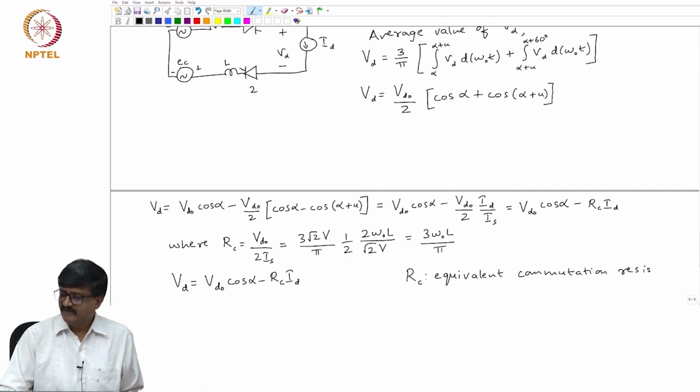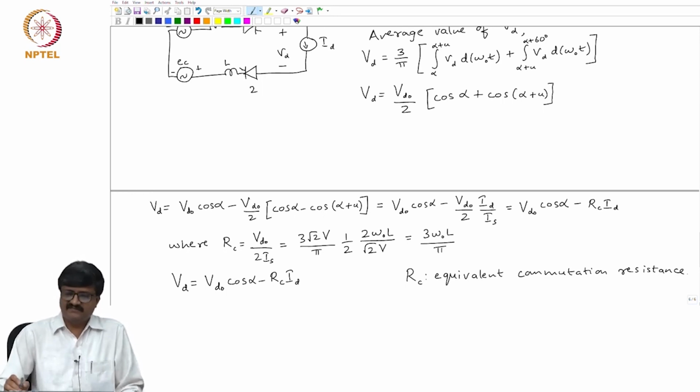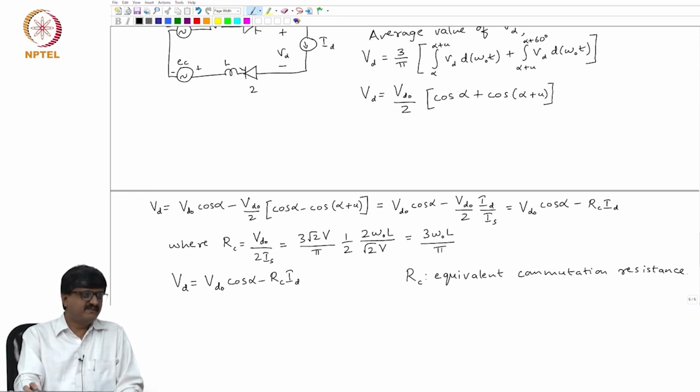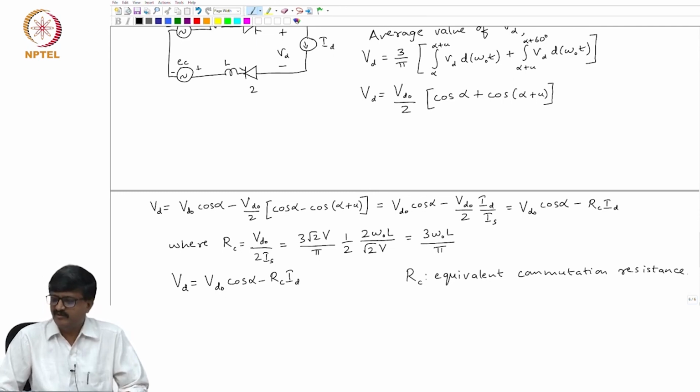Now, it is just an equivalent resistance, but it does not result in any loss. This resistance is not causing any loss. There is no resistance in the original circuit. So, it is just a name. Rc is just a notation. It is not a physical resistor which is present there which is causing any loss. So, one has to just look at that as an equivalent commutation resistance.